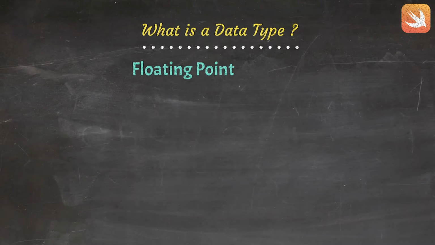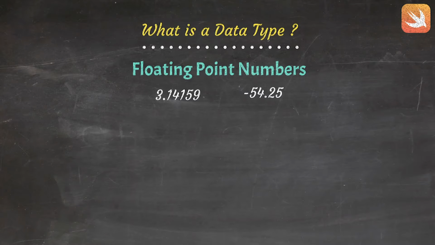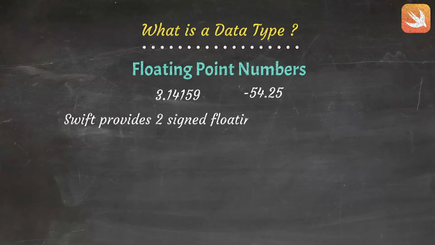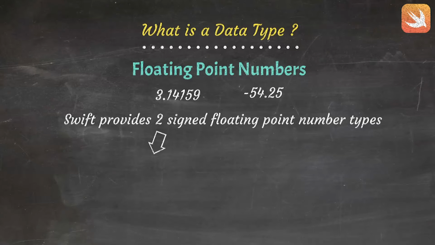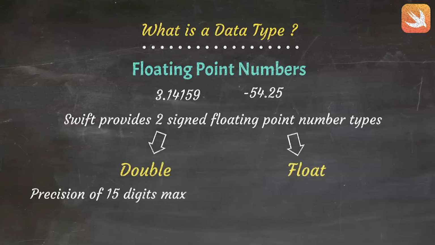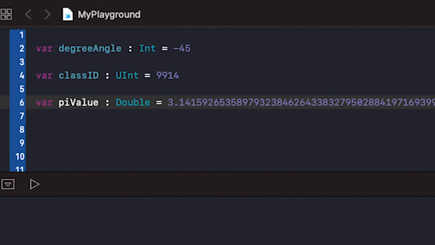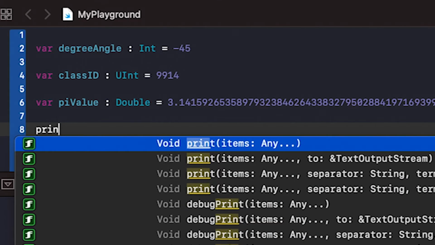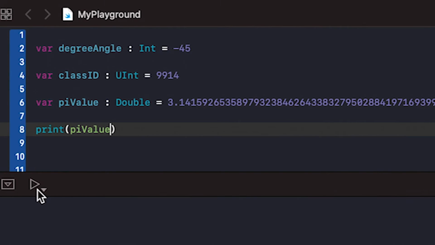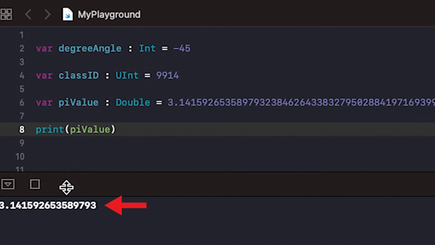The second data type is for floating point numbers such as 3.14159 or -54.25. Swift provides two signed floating point number types, which are Double and Float. Double has a precision of 15 decimal digits max. Like if we create a variable to store the pi value, suppose var piValue: Double is equal to this value, and use a print statement, then you can see in the console that the value with only 15 fractional digits is stored in our variable.